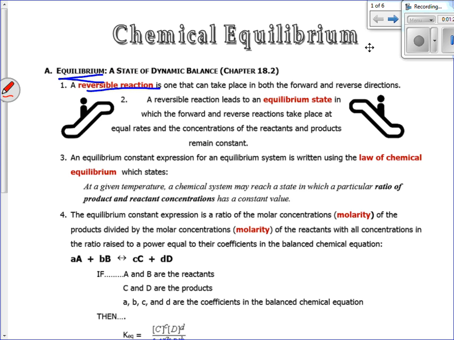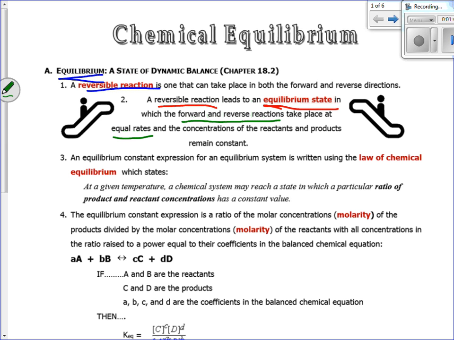Okay, we call this reversible reaction where we end up with our equal rates the equilibrium state. Okay, the reverse and forward reactions are going at equal rates. The concentrations of the reactants and products are going to establish a ratio and remain constant.